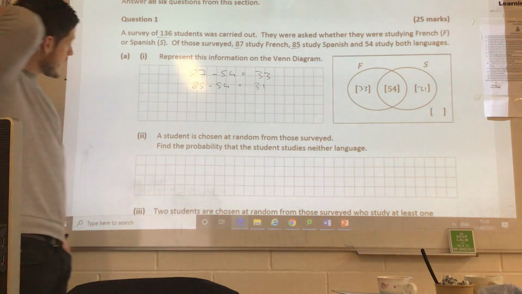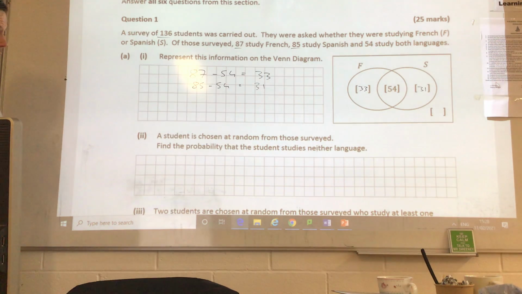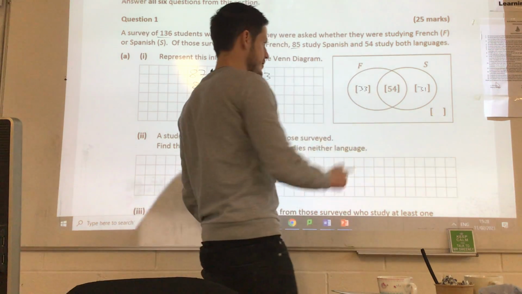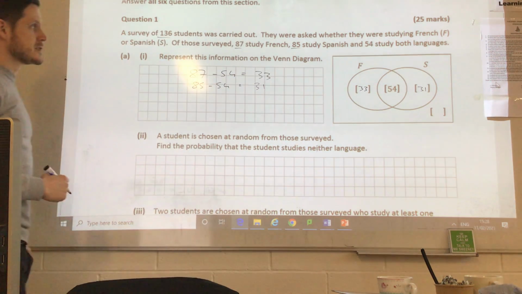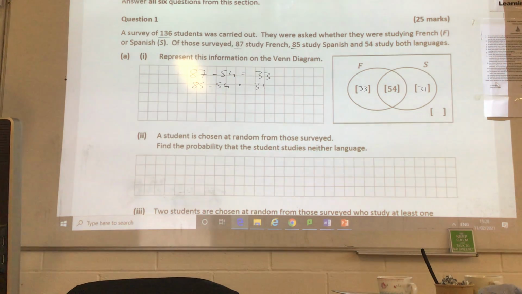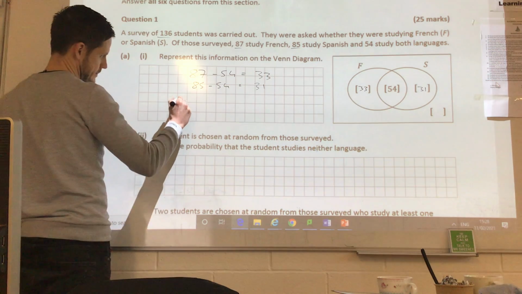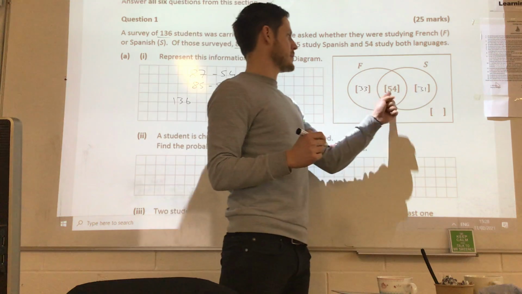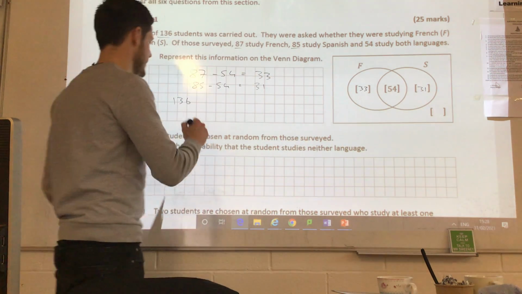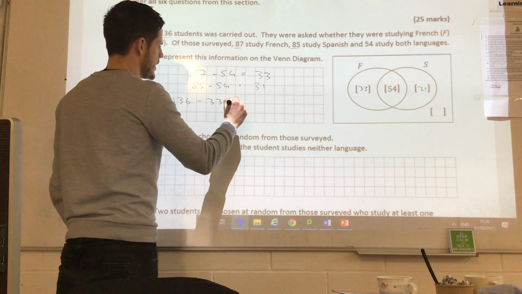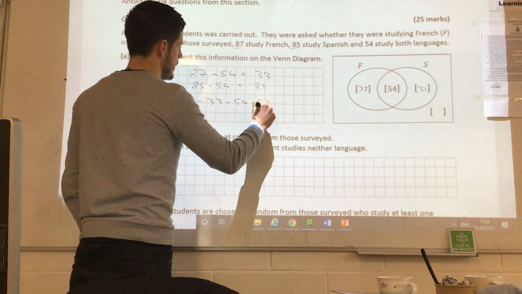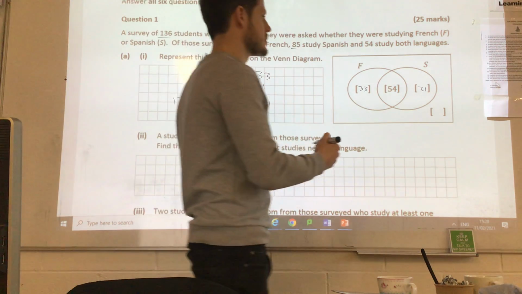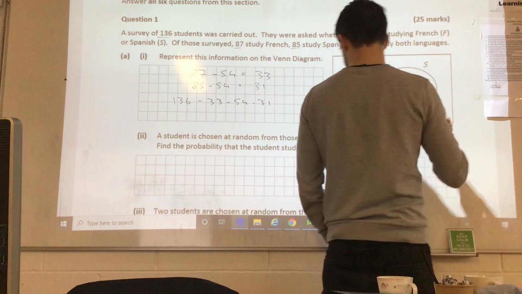And again, we need to figure out how many in the universal set don't study French or Spanish. So what we have to do there is take our 136, that's how many were surveyed in total. We minus our 33, we minus our 54, and we minus our 31. That tells us how many didn't study either French or Spanish, which is 18.